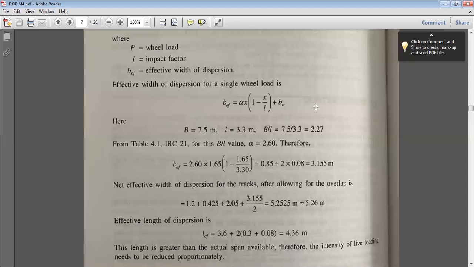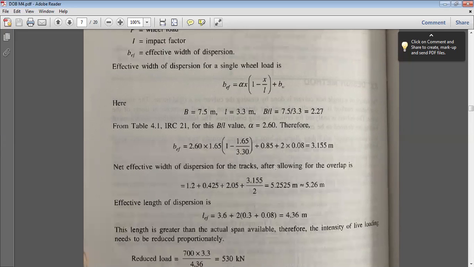So B here is 7.5 meters, width of your road. L is 3.3 meters, that is length of the road. Okay. B by L is 2.27. Based on this, referring IRC 21, I will calculate the alpha value. Now calculate the width of dispersion. That has worked out to be 3.155 meters.